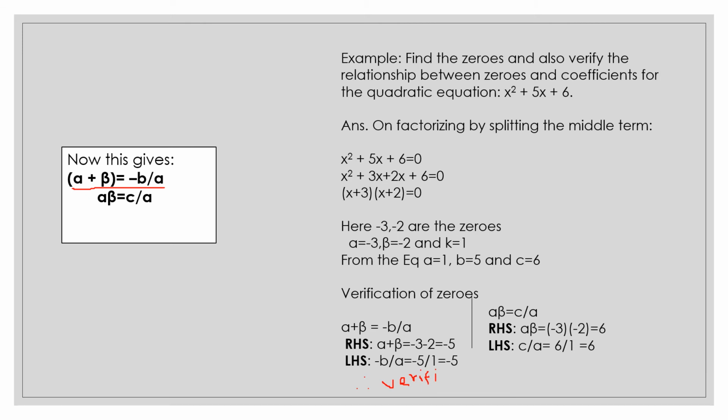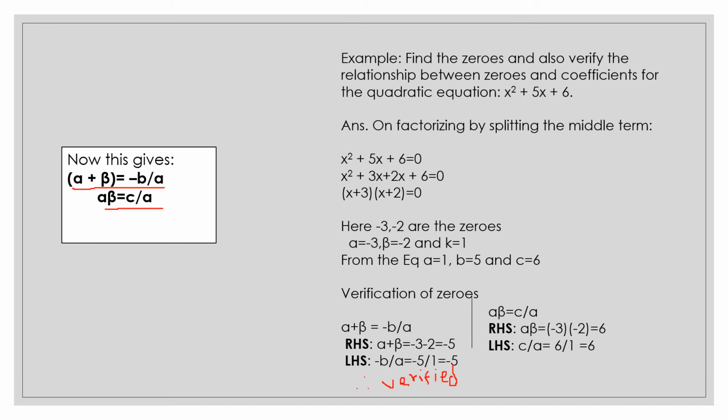We have verified our first equation. Okay, next we are going to verify a second relationship, that is alpha beta equals c by a. Now we'll take alpha beta as our RHS and c by a as our LHS.